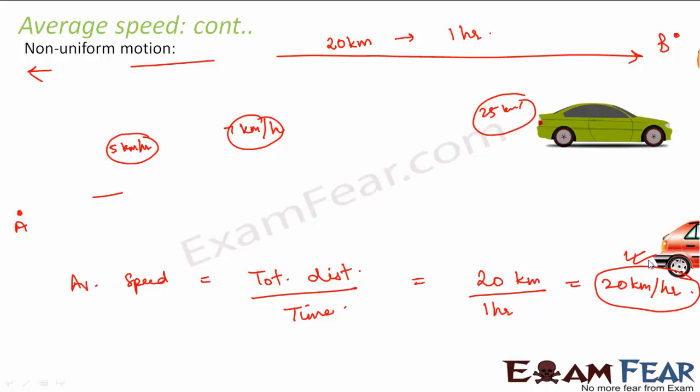Maybe the vehicle had different speeds at different instants of time, but the average speed for the whole journey is given by the total distance covered divided by the total time taken.